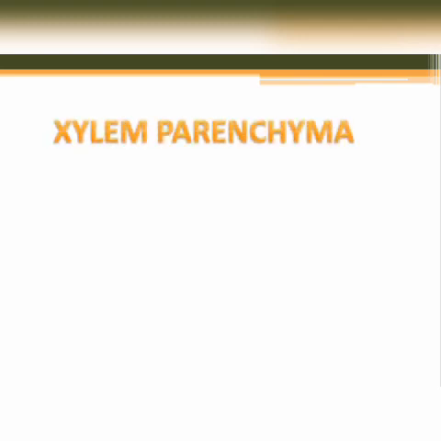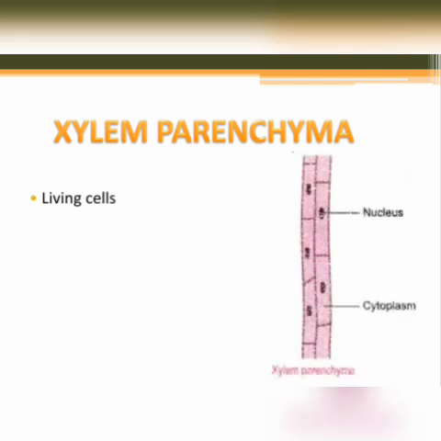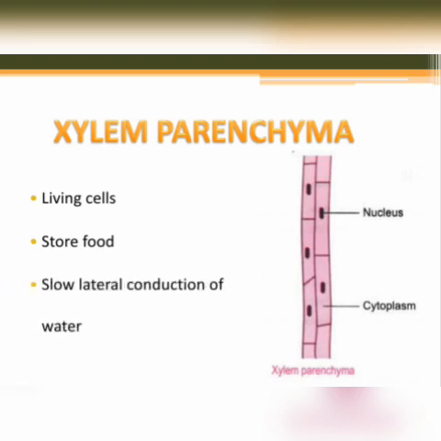The next element which we discuss is xylem parenchyma. These elements have living cells present in them, and they help in storage of food also. The structure clearly indicates the shape of xylem parenchyma, and they also help in slow lateral conduction of water.